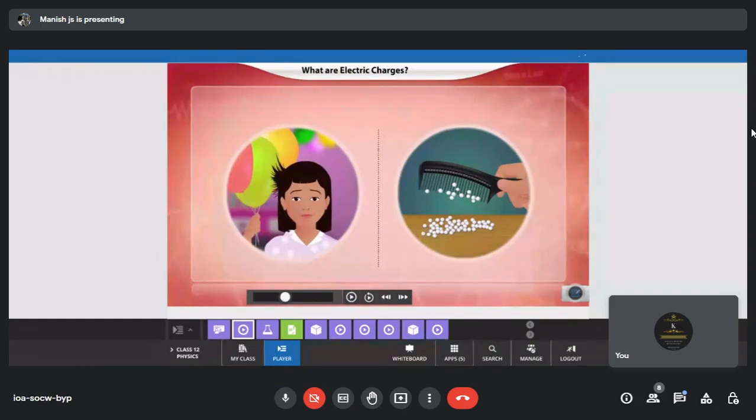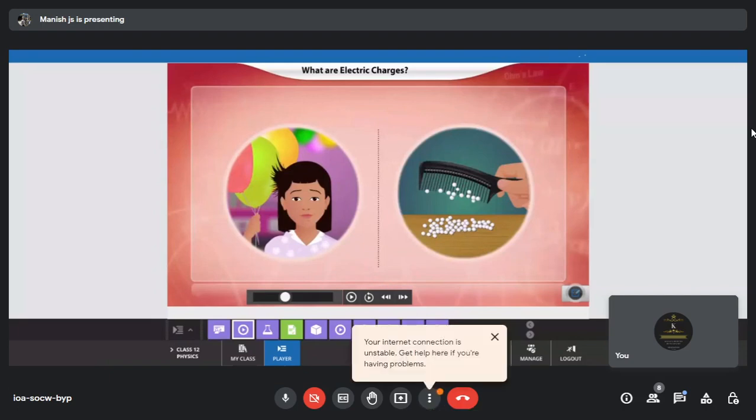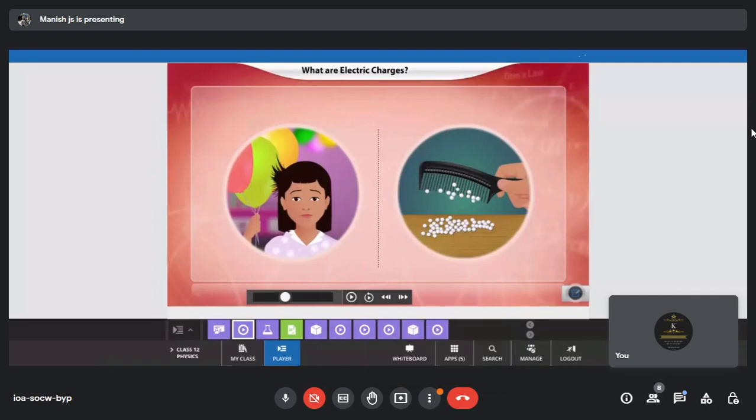So here, we are having two different situations. The first one is hair moving towards the balloon. The second one is, when you comb and then take the comb towards small bits of paper or tiny thermocol balls, what is observed? You can see that they get attracted. So what is this? What is the concept behind this? Anybody? Static electricity. Yes, very good. So it is static electricity.